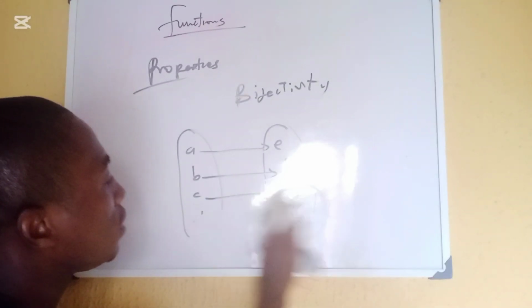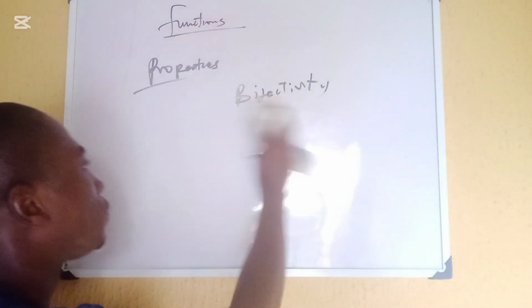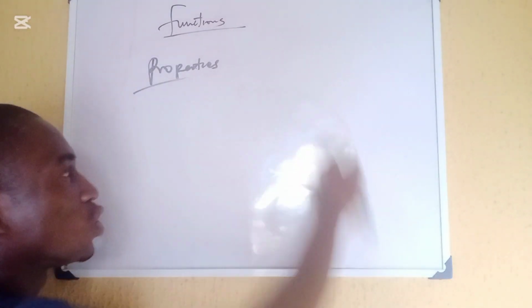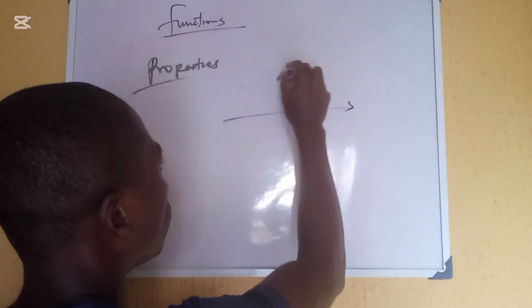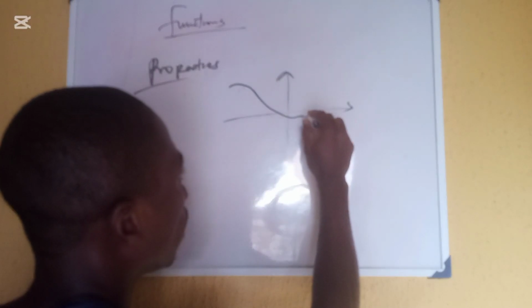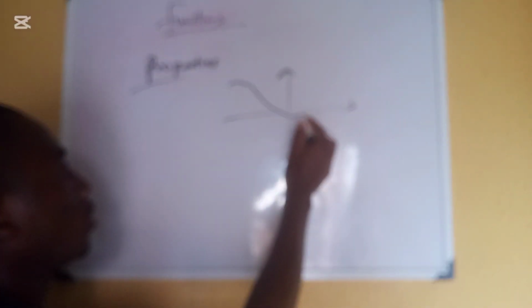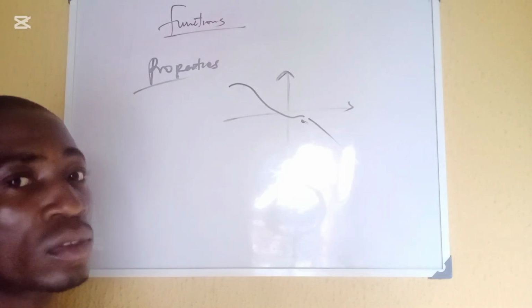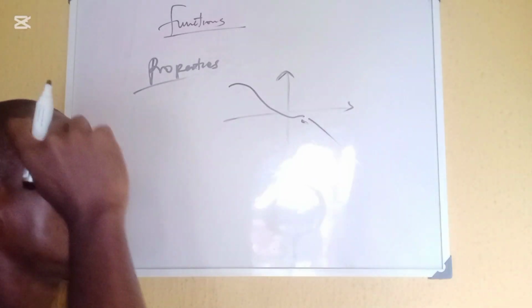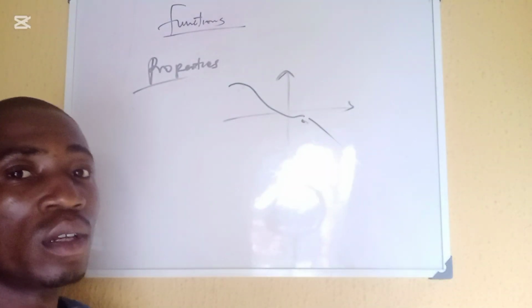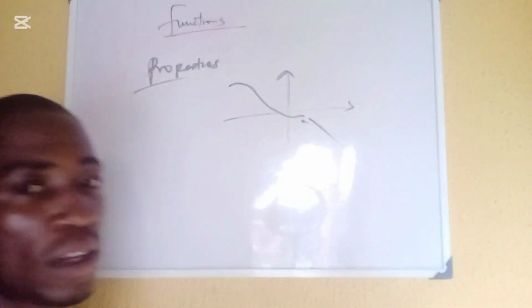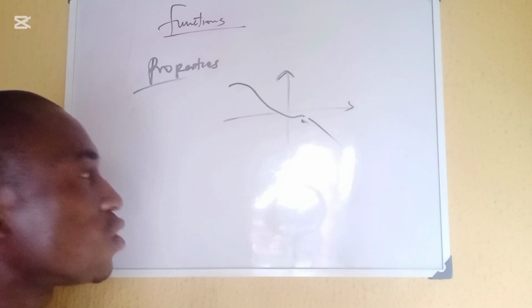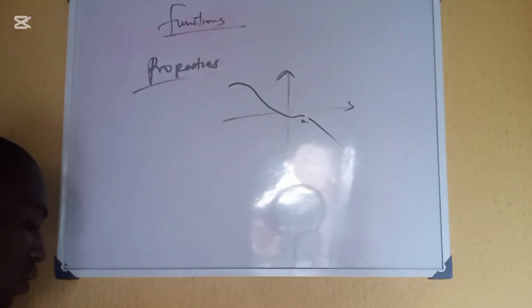Now, the next property is continuity. What is it about? A function is said to be continuous when the graph of the function has no break or jump. Assuming we are to plot the graph of a function, and in the course of plotting, we have a gap here. This gap shows that the function is not continuous because this is a break, this is a jump, meaning that at this particular point, the function is undefined. So when we have such a situation, we say that the function is not continuous.